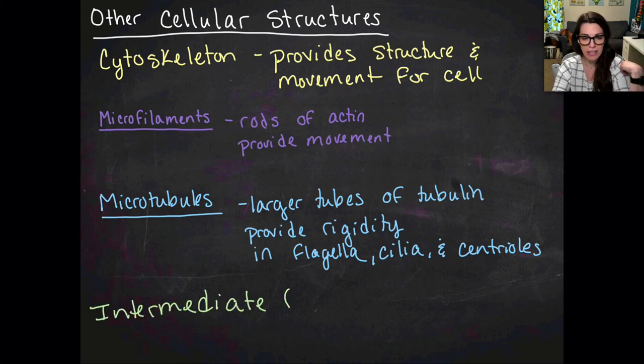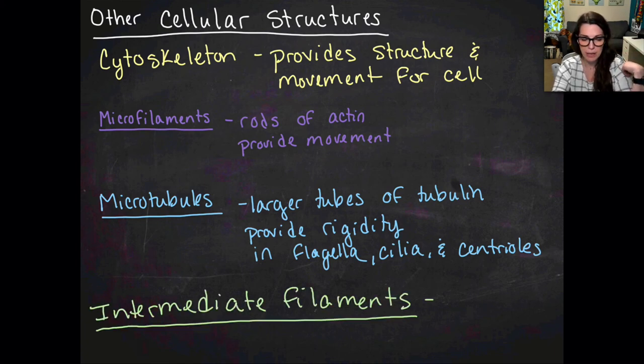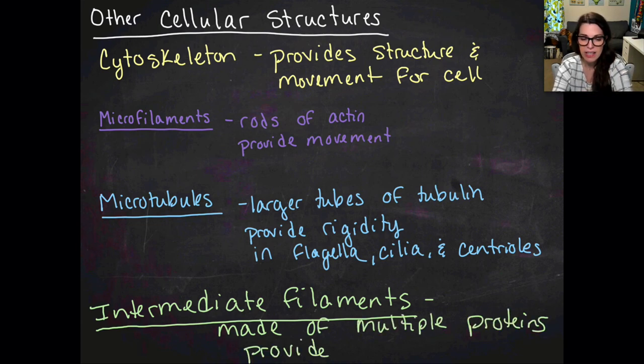And then the intermediate filaments. Whoa, my handwriting got terrible there. The intermediate filaments are, in fact, intermediate in size. And they're made of multiple different proteins, and they provide some just general structure. And I'm not going to talk to you about the intermediate filaments a lot, because that's kind of beyond the scope. You do need to know microtubules and microfilaments.